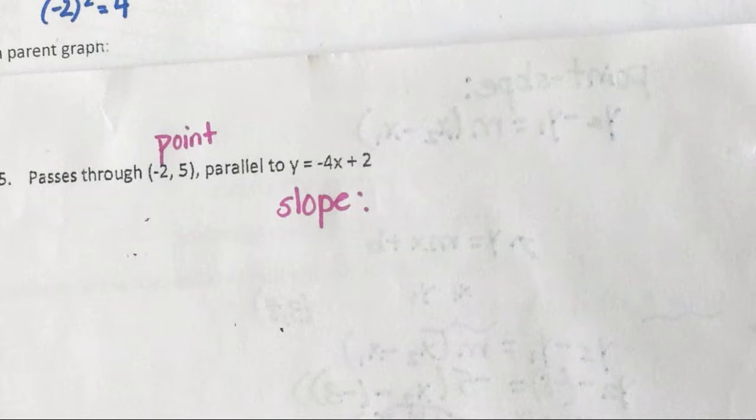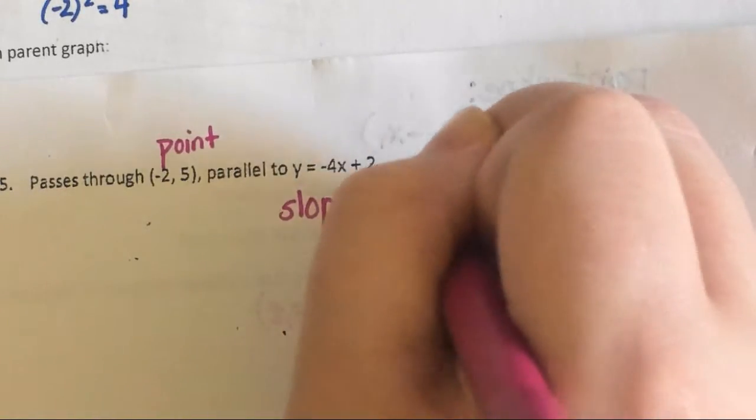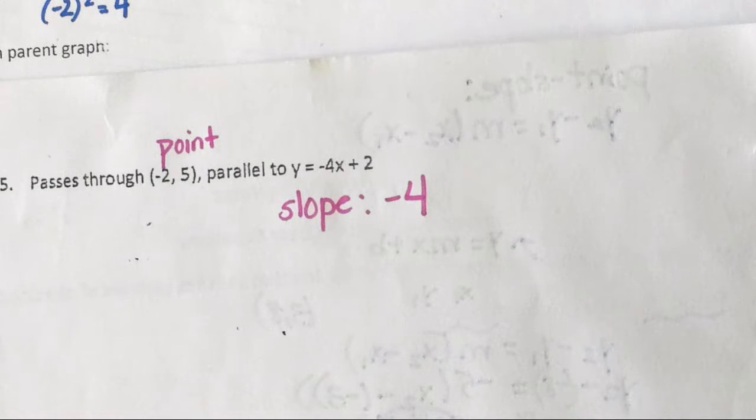Parallel lines have the same slope. So what number should you tell me right now? No, thank you, Lyric. So this one is -4. Parallel lines have the same slope, so it's -4.